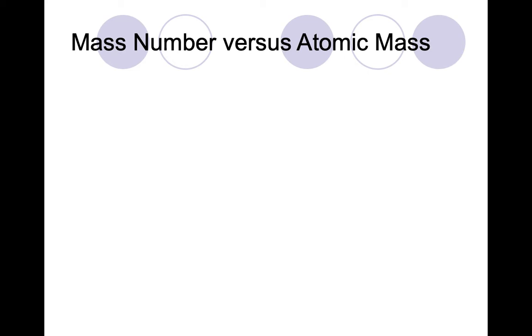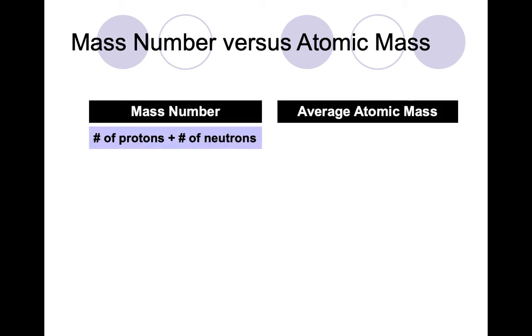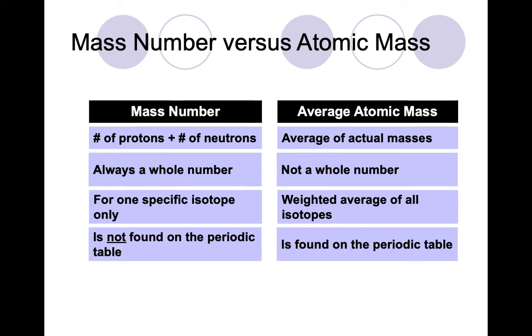So mass number versus atomic mass. This is what I was talking about in your periodic table. A mass number is simply what we've been doing, which is the number of protons plus the number of neutrons. So what we've been doing is calculating the mass of one specific isotope. However, what you have in your periodic table is the average atomic mass, because this averages the actual masses of all the weighted isotopes. So this is not a whole number since we're taking an average. Usually averages are not whole numbers.